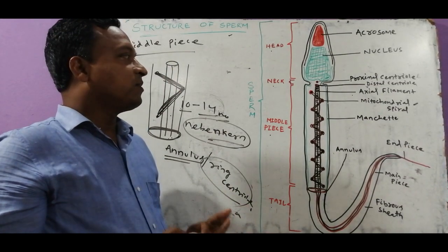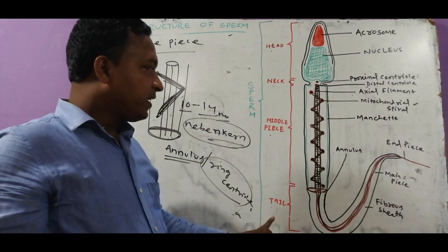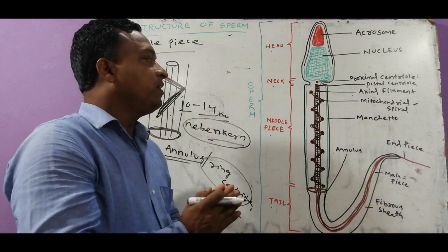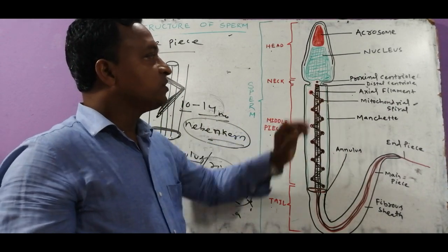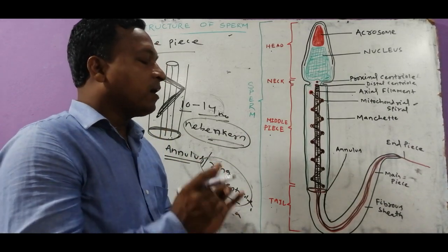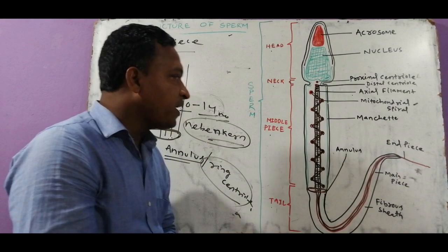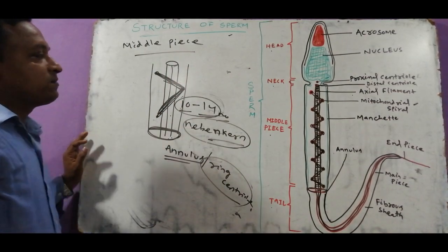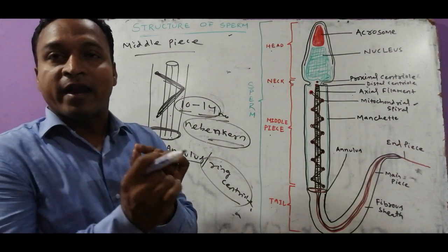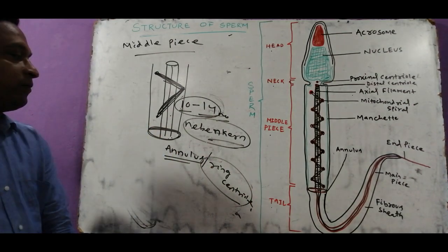The middle piece is found between the neck and the tail. It contains the axial filament, which arises from the distal centriole, and around the axial filament, mitochondria are arranged spirally. You can call that the mitochondrial spiral. They form a 10 to 14 spirally coiled structure. We can call it the Nebenkern column.